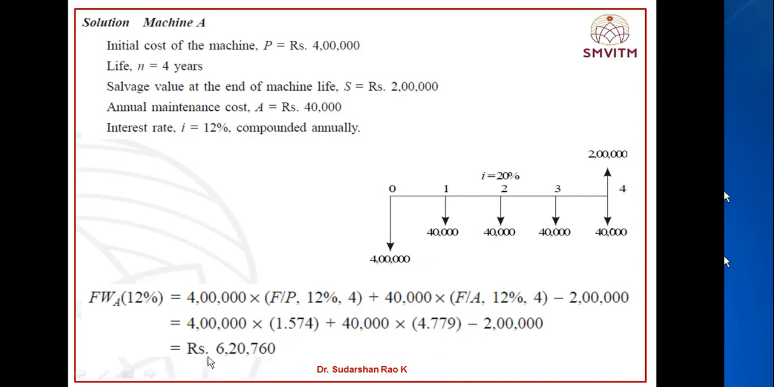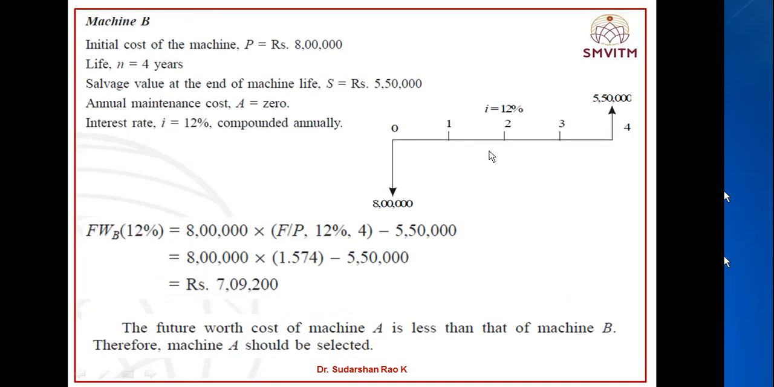The value is 6,20,760. This is the cost, not the benefit, not the revenue. The cost is considered positive here, therefore the expenditure is 6,20,760. Whereas in the second case, for machine B, the initial cost is 8 lakh rupees.